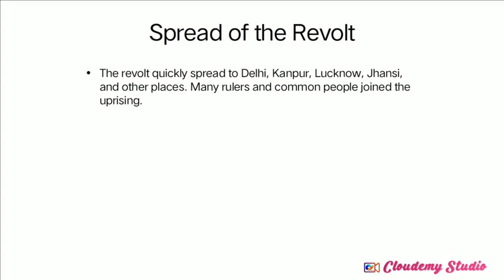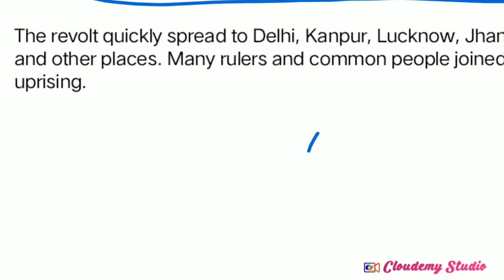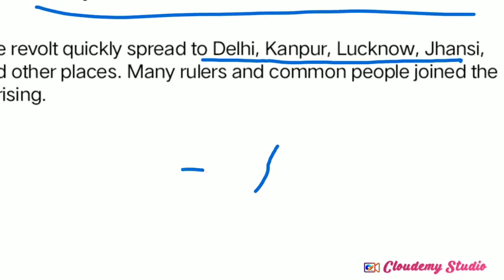So next one, spread of the revolt. In the Meerut region, Mangal Pandey attacked the British officers. It made the beginning of the revolt of 1857, I told you, right? After that, this revolt spread very quickly to many different regions of our country. What are those regions? One is Delhi, Kanpur, Lucknow, next Jhansi, and some other different places of our country.